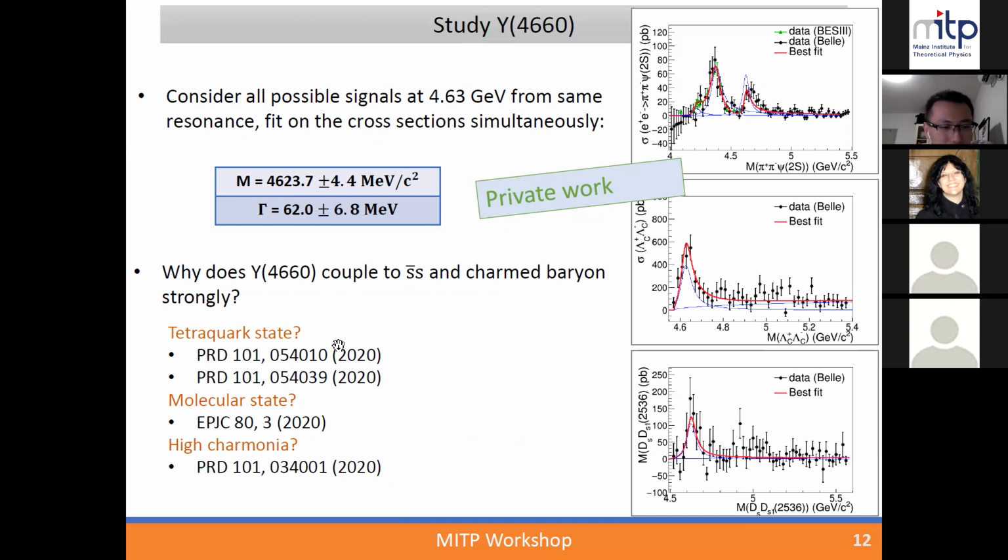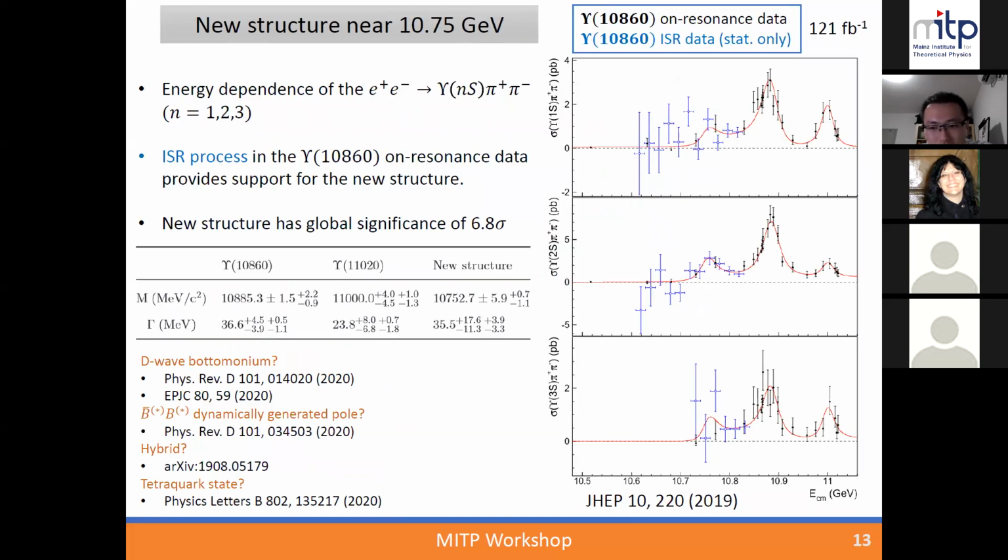For example, the interpretation as a tetraquark state, a molecular state, and the possibility of interpreting it as a hadrocharmonium. Okay, then in slide number 13.